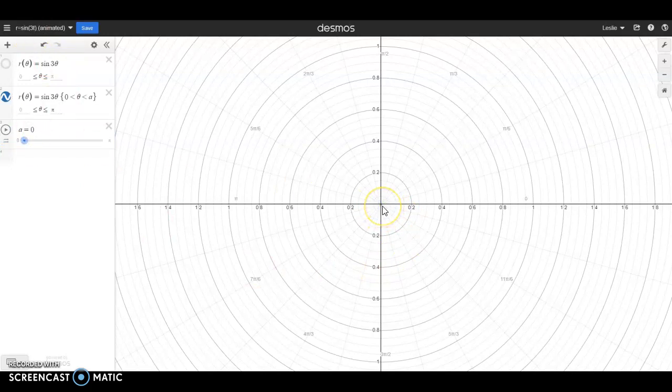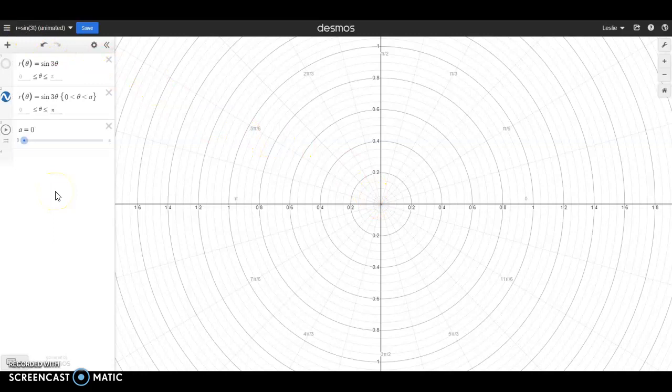The other thing I want to point out is that as I graph the sine of 3 theta, my angles are small to begin with, and so they're likely going to be in quadrant 1. I'm graphing the sine in quadrant 1. However, I'm graphing the sine of 3 theta. So as theta gets bigger, 3 theta gets bigger even faster. So I'm going to move through 0 to pi over 2 pretty quickly.